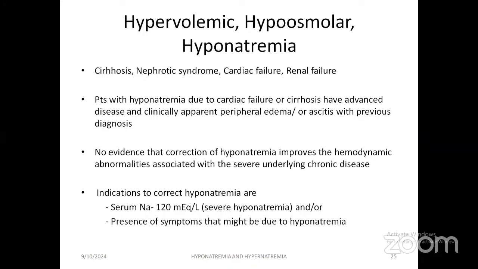Coming to hypervolemic hypoosmolar hyponatremia, we see this in patients with cirrhosis, nephrotic syndrome, cardiac failure, and renal failure. Patients with hyponatremia due to cardiac failure or cirrhosis have advanced disease and clinically apparent peripheral edema or ascites with previous diagnosis. There is no evidence that correction of hyponatremia improves the hemodynamic abnormalities associated with severe underlying chronic disease. The indications to correct hyponatremia are serum sodium less than 120 milliequivalents per liter with or without presence of symptoms that might be due to hyponatremia.